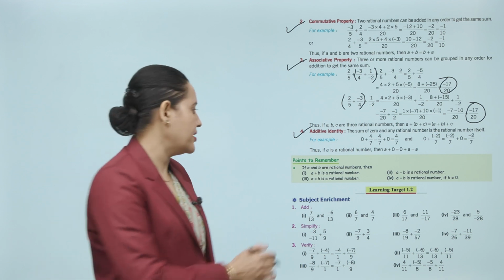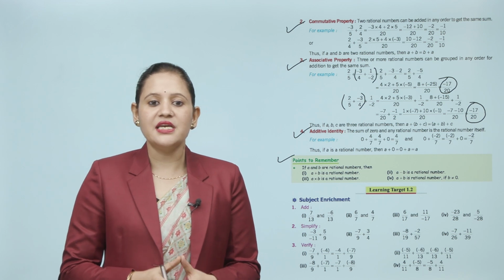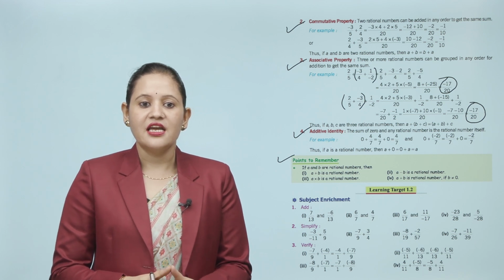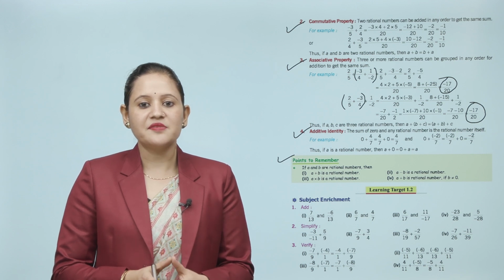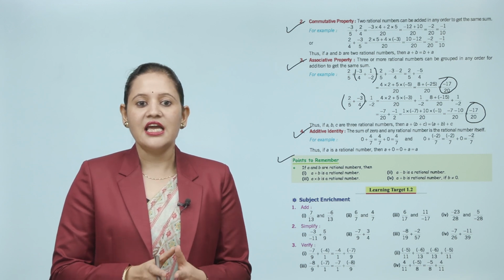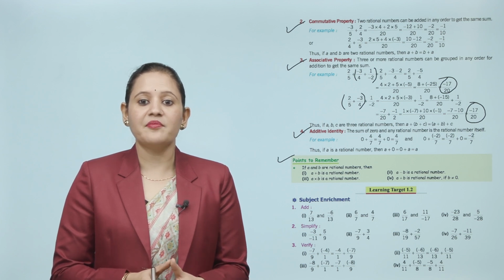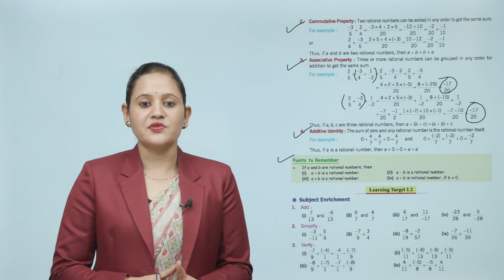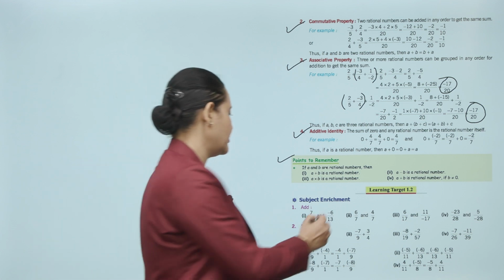Next, points to remember. If a and b are rational numbers, then a plus b is a rational number, a minus b is a rational number, a into b is a rational number, and a divided by b is a rational number if b is not equal to 0.